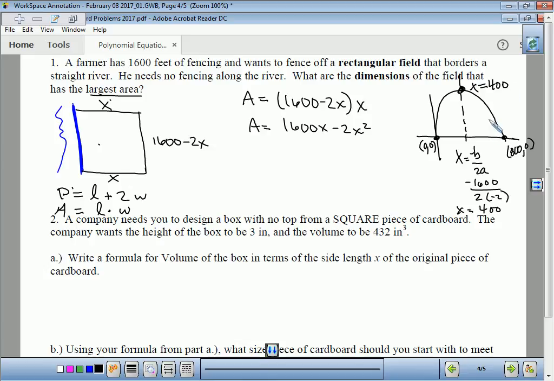Either way, we get that the value for this dimension, which would maximize the area, the top of that curve being the biggest area, is 400. What's my unit? Feet. So if this is 400, then what is my other dimension? 800. So the dimensions of that rectangular field are 400 by 800 feet.